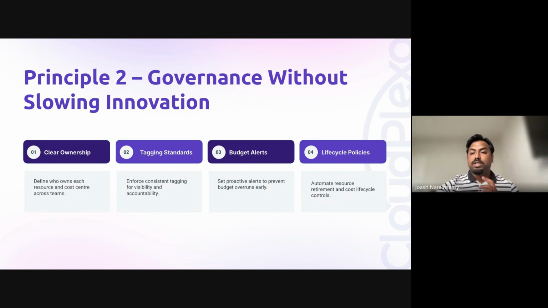The goal isn't to tell your engineering department, no, you can't do this deployment or you can't deploy this new application. The goal is to help everyone make better decisions from the very beginning. That's how organizations scale without losing control.